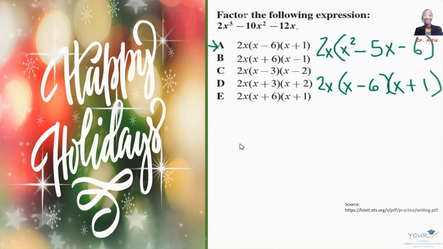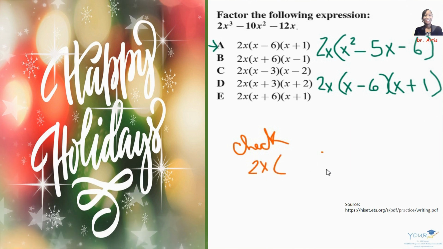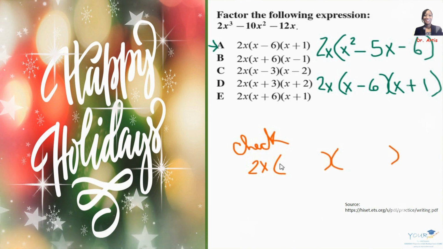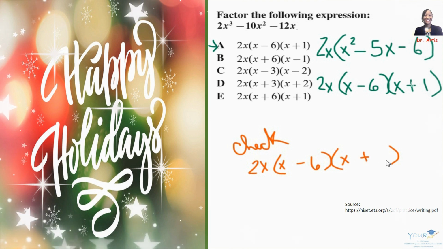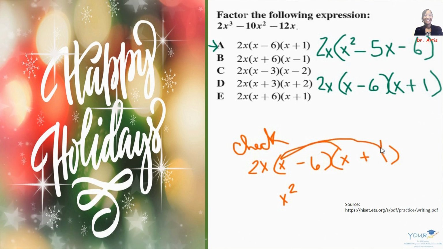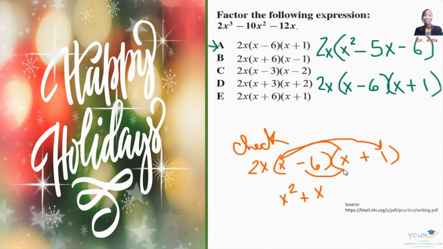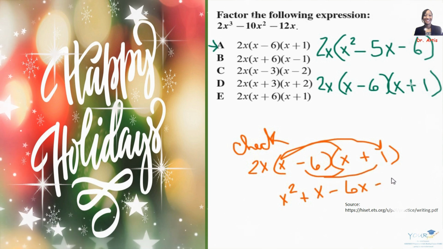And we can also check our answer to make sure that it is correct by utilizing the distributive property. And when we do so, we should get the original expression. So now let's do that. So when we multiply x times x, that's going to give us x squared. Then when we multiply x times positive 1, that's going to give us x. When we multiply negative 6 times x, that's going to give us a negative 6x. And when we multiply a negative 6 times a positive 1, that's going to give us a negative 6.